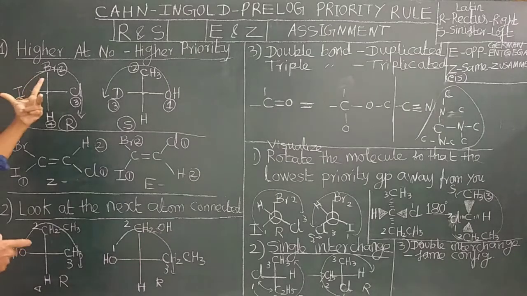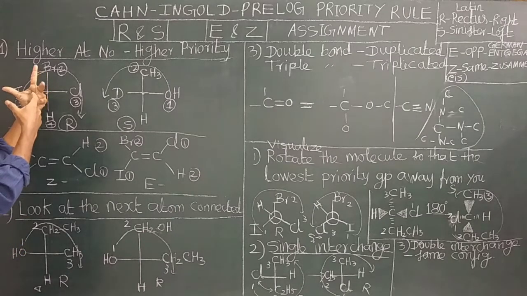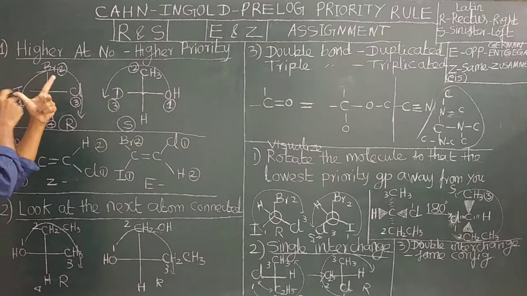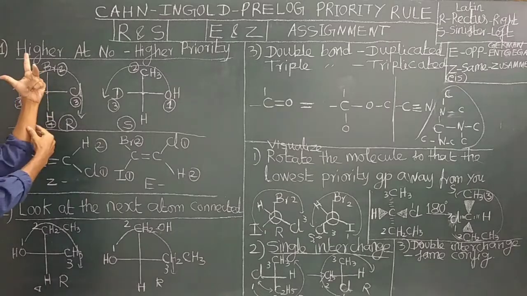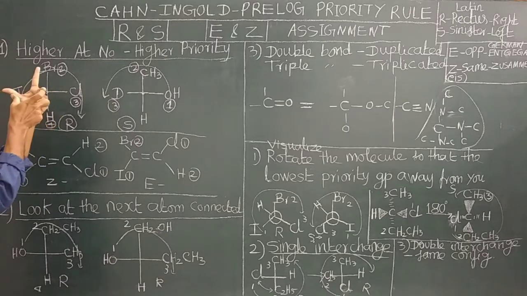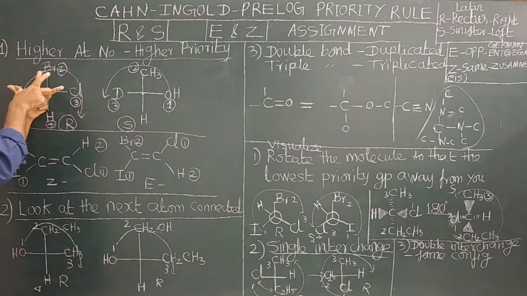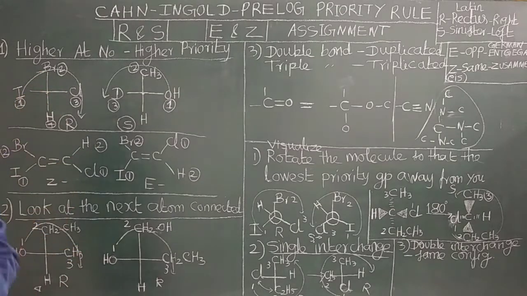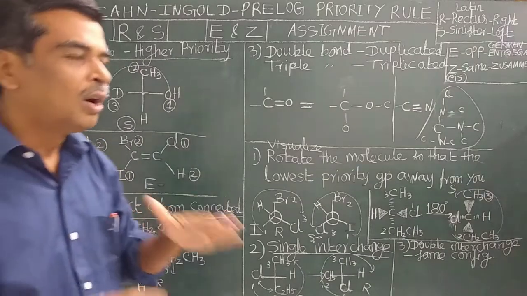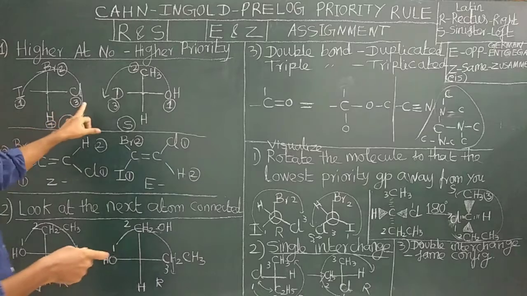This configuration is tetrahedral. Carbon is tetrahedral. So iodine, chlorine, bromine, and hydrogen: two groups are away from you and two groups are towards you. I and Cl are towards you. Now I project it on a 2D paper, and it becomes a Fischer projection formula. This representation of a 3D structure on 2D is called the Fischer projection formula.